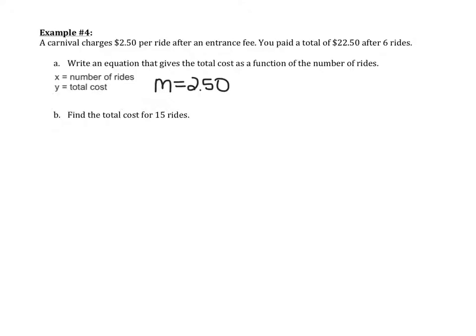And then I also have to find the b. Was I given the b in this case? It says you paid a total of $22.50 after 6 rides. So that means if x is the number of rides and total cost is your y value, I was actually given an ordered pair, (6, 22.50). That is not the b, since it is not (0, something), just like we've talked about before. But I can use this ordered pair to solve for b.